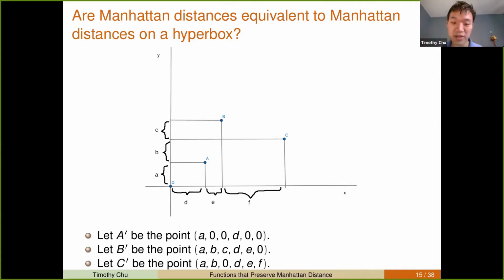This is a pretty simple example, but this will generalize for any dimensions and any number of points. So if you have n points in D dimensions, they are equivalent to Manhattan distances on a subset of corners of some high-dimensional hyperbox. And you can use this exact same strategy. Are we clear so far? Any questions?